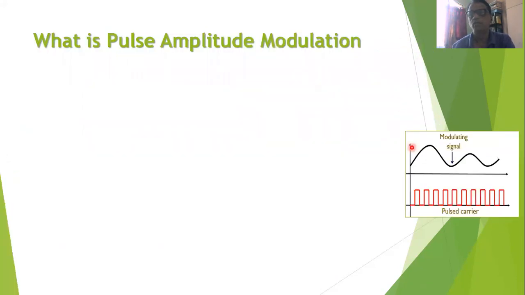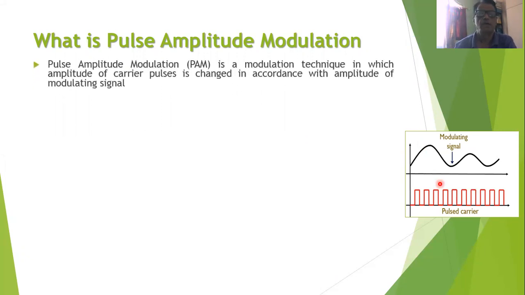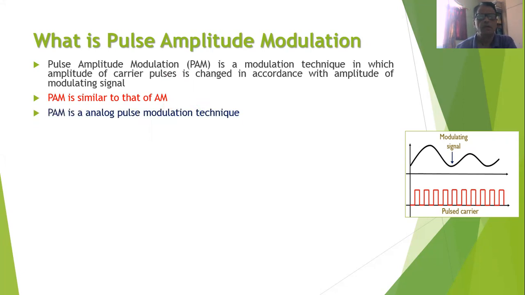We know that in case of pulse modulation, the modulating signal is a continuous signal, but the carrier signal is in the form of square pulses. Pulse amplitude modulation is a technique in which the amplitude of the carrier pulses is changed in accordance with the amplitude of the modulating signal. So you will find that the PAM signal is similar to the amplitude modulation technique, in which the amplitude of the carrier signal is changed. Here also, the amplitude of the carrier pulses is changed in accordance with the amplitude of the modulating signal. You will find that the PAM technique is an analog pulse modulation technique.